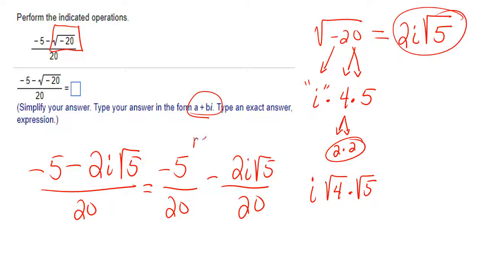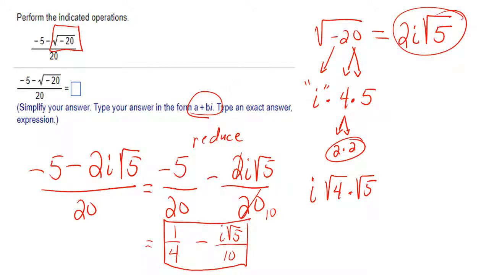Now we reduce. Negative 5 over 20 is the same thing as negative 1 over 4. Bring down the minus sign. That can be treated as the subtraction sign here. The 2 in the 20 would also reduce, leaving 10 in the denominator. So that would be i square root of 5 over 10. That is the final answer for this problem. The 5 and 10 do not cancel because the 5 is a radicand.